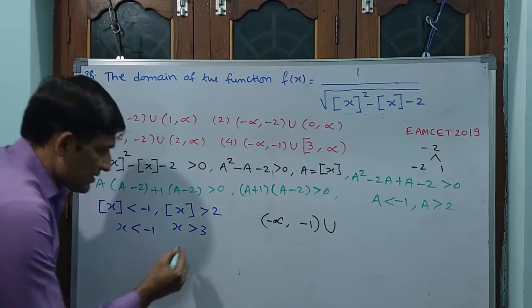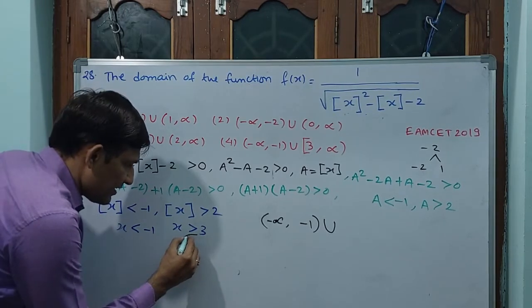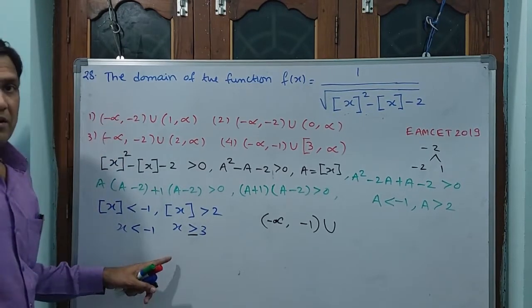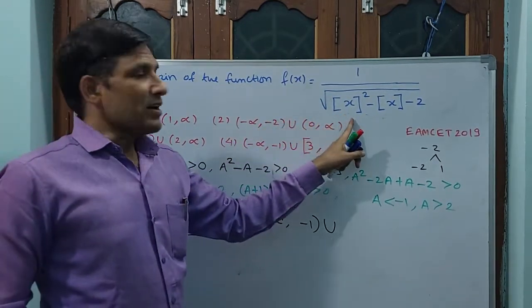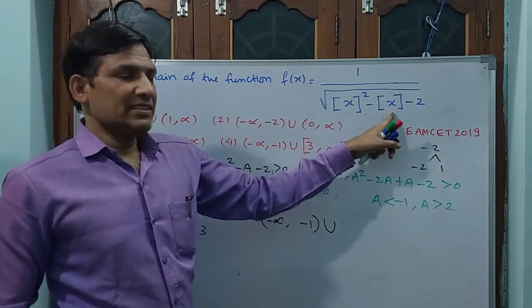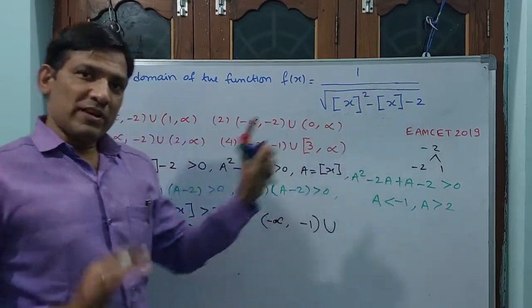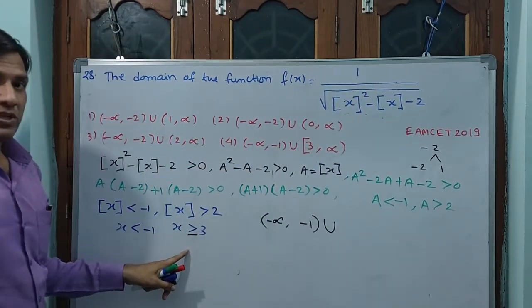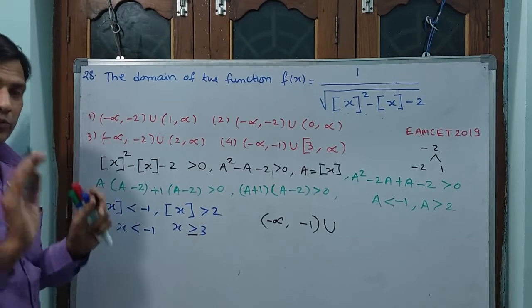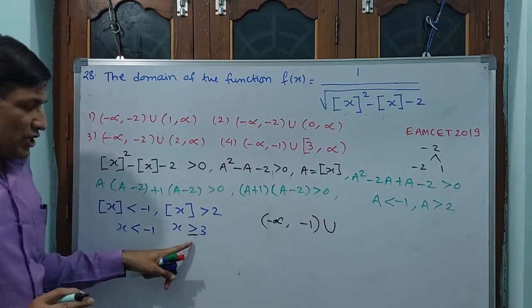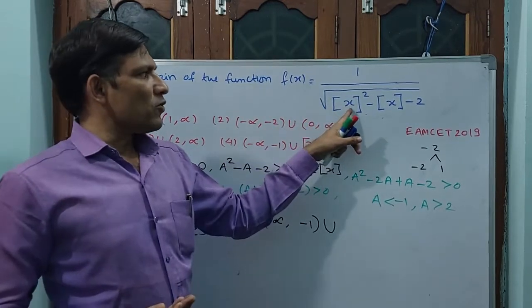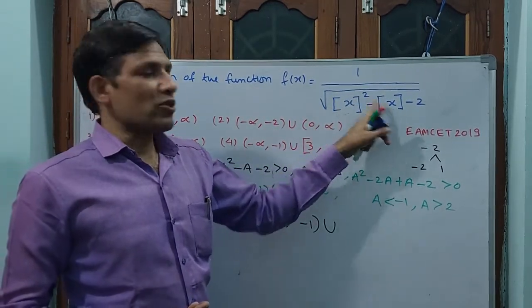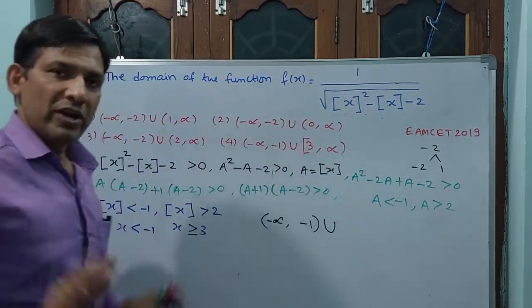Can you take 3? Yes, sir. You can take 3. If you take 3 also, 3 square 9 minus 3, 6. 6 minus 2, 4. It is okay. Equal to 3 also you can take, because for the greatest integer function, if you do 3, 3 only will come. Equal to 3 but also greater than 3, you can take 4 also. 4 square 16, 16 minus 4, 12. 12 minus 2, 10. Okay.